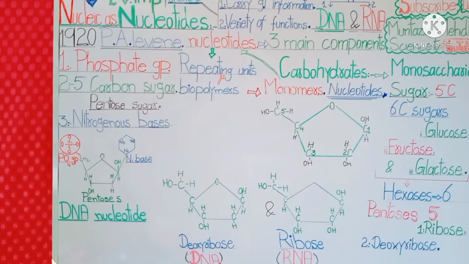The most important of these functional groups, which determines whether the sugar is ribose or deoxyribose, is present at carbon number 2. In the ribose sugar, we have the hydroxyl group attached to carbon number 2. This is the chemical structure of ribose.